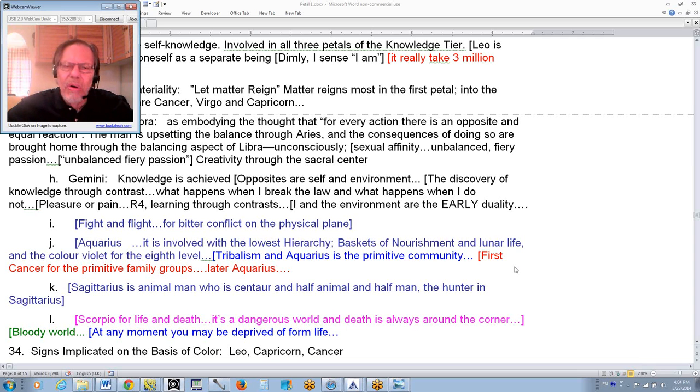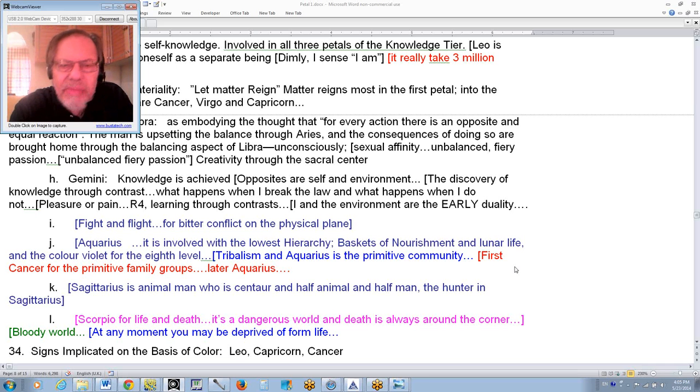I think all of the signs of the zodiac have been mentioned, but what we most associate with the very first petal is the very first sign. It's Aries. And since the knowledge petals are related to the earth signs, it's Capricorn, beginning with the cardinal signs.